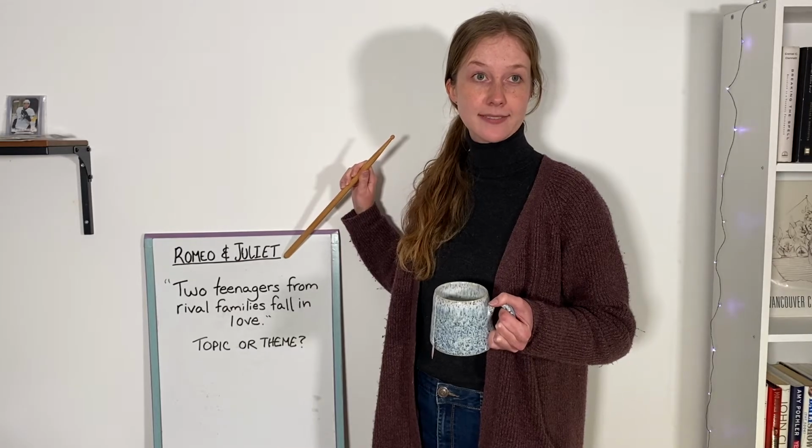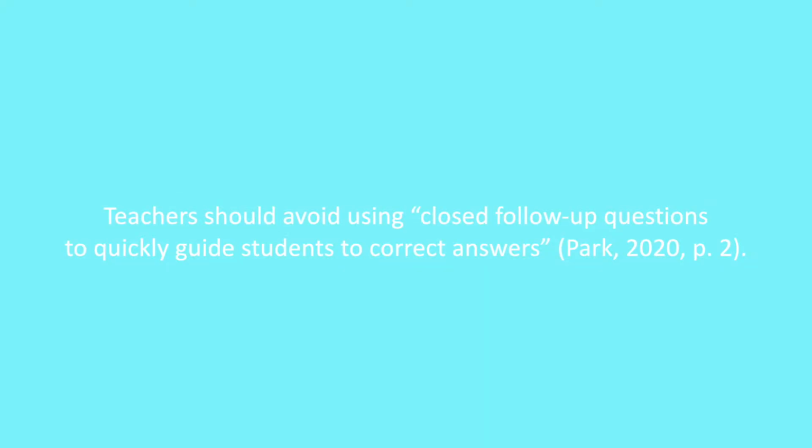It's a topic. So notice here, the teacher didn't attempt to get any information on the students' thinking. Teachers should avoid using closed follow-up questions to quickly guide students to correct answers, which is pretty much what happened here. The students' roles were also pretty passive in this scenario, and the teacher didn't really provide any opportunity for students to ask questions. So those would be two areas that could be improved as well.